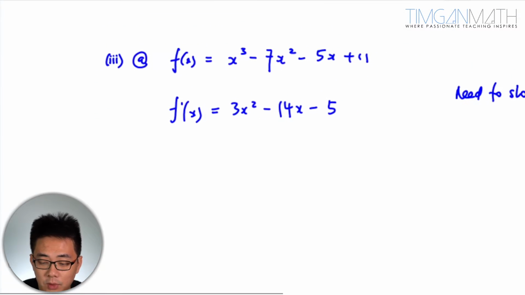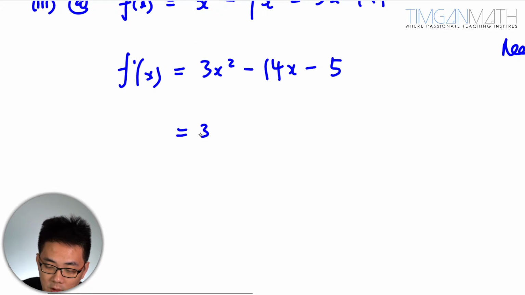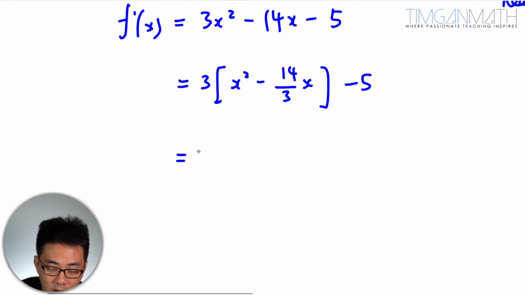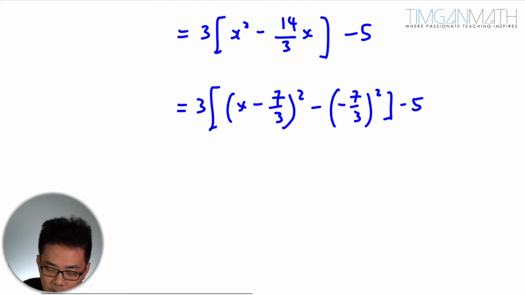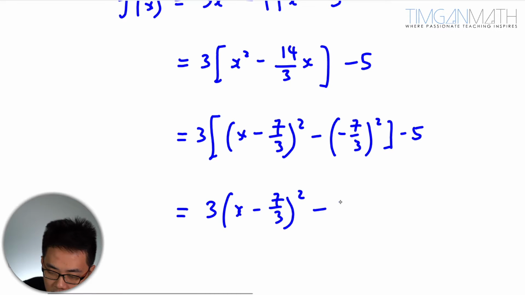Okay, so how do we show it? I think what we can do is just complete the square here. If you do not know, whenever you see a quadratic expression and you're not sure, just complete the square. Typically it is quite clear after that. So 3 times (x minus 7 over 3) squared minus 3 times (7 over 3) squared minus 5.